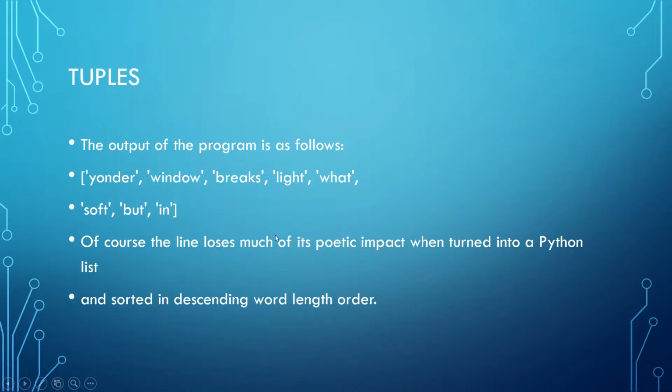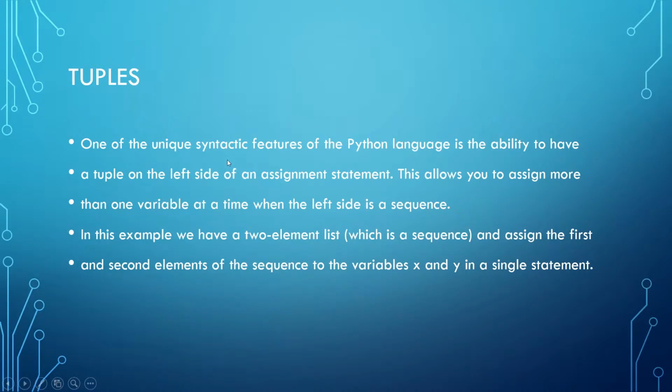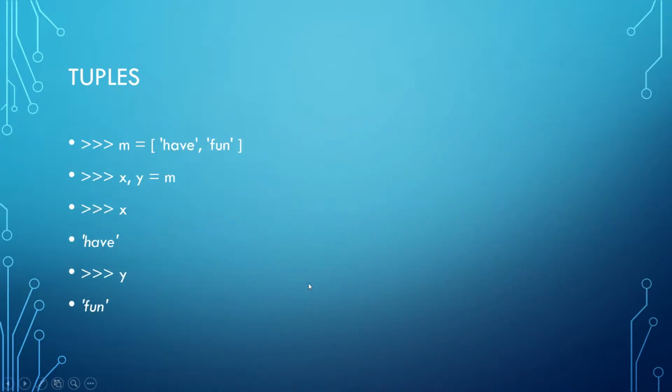One of the unique syntactic features of the Python language is the ability to have a tuple on the left side of an assignment operator. This allows you to assign more than one variable at a time when the left side is a sequence. In this example, we have a two-element list, which is a sequence, and assign the first and second element of the sequence to the variables x and y in a single statement. So m = ['have', 'fun'], x, y = m, x is 'have', y is 'fun'.